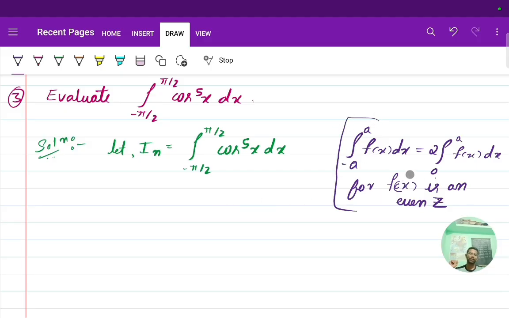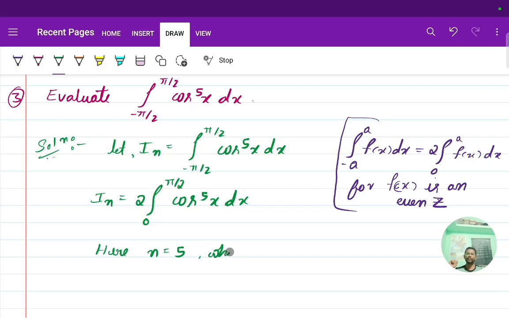By considering this property of definite integral, we can write this as I_n is equal to 2 times the integration over 0 to pi by 2 of cos power 5 x dx. Do you understand? Okay. Then here we know that n is equal to 5, which is an odd integer.